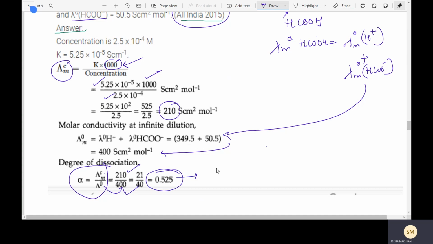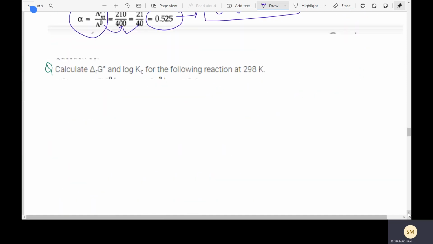This should be above 0 and less than or equal to 1. The maximum value it can have is 1; it cannot be more than that. Is that okay? Moving ahead.